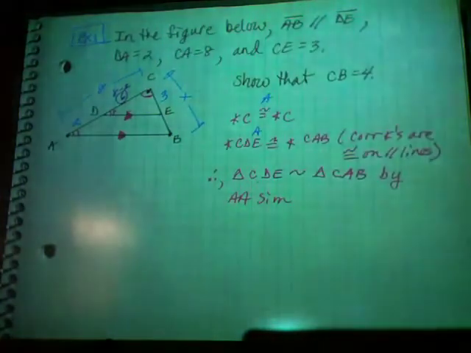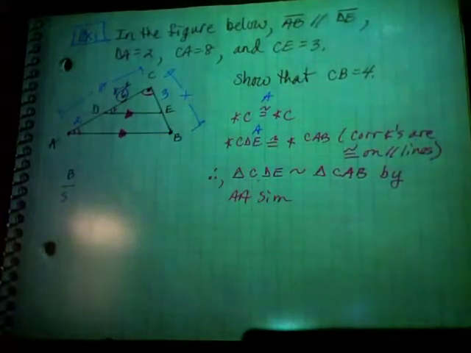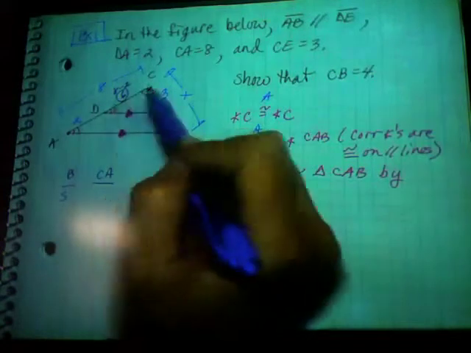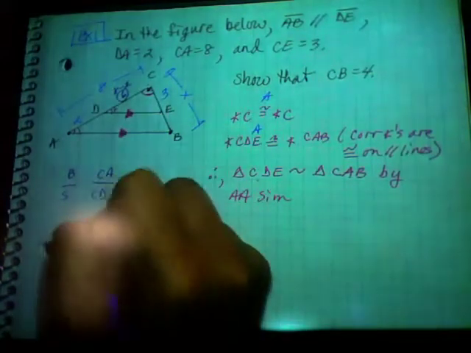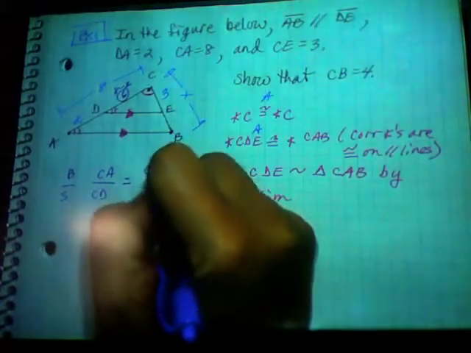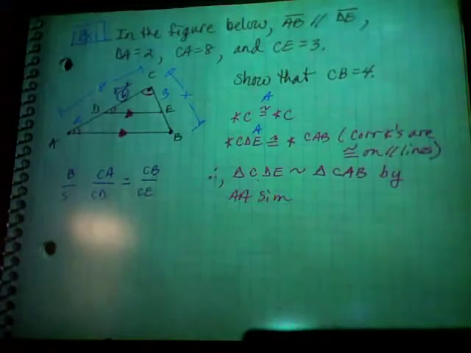Okay, so I'm going to set up a proportion. I'm going to take big is to small. That's how I'm going to set up my ratios. I'm going to take the big triangle's corresponding sides to the small triangle's. So the big triangle, CA, corresponds to the small triangle's CD, as the big triangle, CB, corresponds to the small triangle's CE. Any questions as to where I got those? So I've done big over small, big over small.